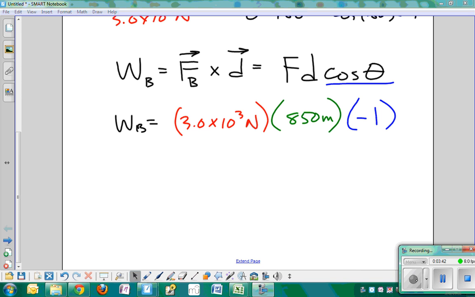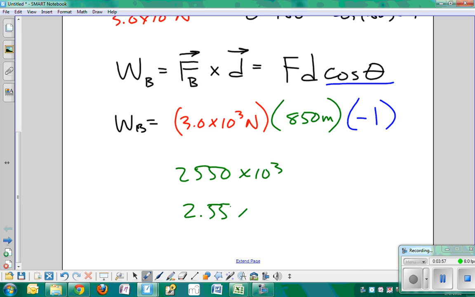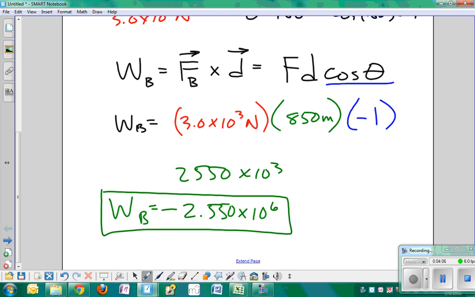Then 3 times 850 is 1,700 and 850 is 2550, times 10 to the third, is going to be negative 2.550 times 10 to the sixth. That should be the work done by the braking force. And the work, of course, whoops, terrible mistake. We're multiplying newtons and meters, so newtons times meters is, of course, joules, which is our work or energy unit. So that's the first part of the problem. That's how it's presented in the book. We have an extension here that we'll do on a different video.